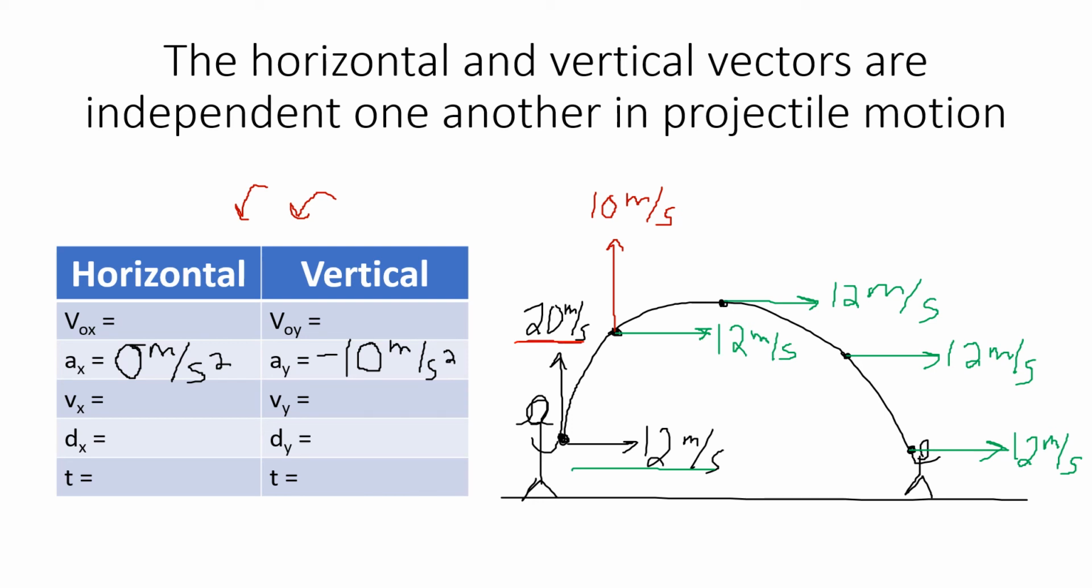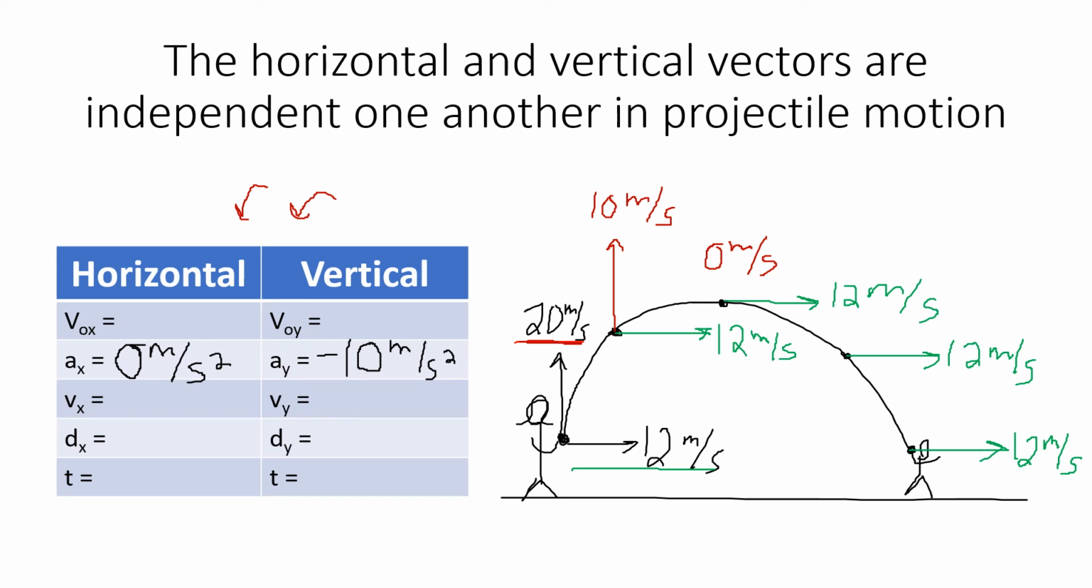So let's go back to labeling this diagram. Vertically, it's thrown up 20, 10, 0. You don't need to necessarily label this 0, but I like to just illustrate the point that at the top of the path, there is no vertical velocity. That doesn't mean the ball isn't moving. It just means it's not moving vertically.